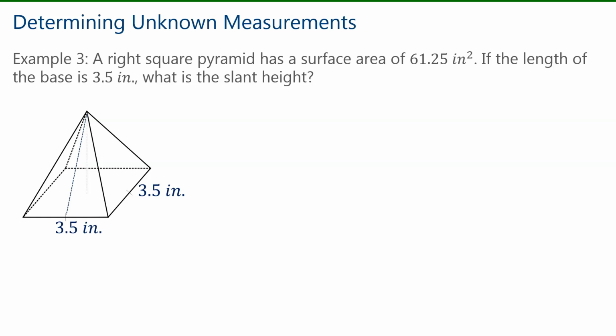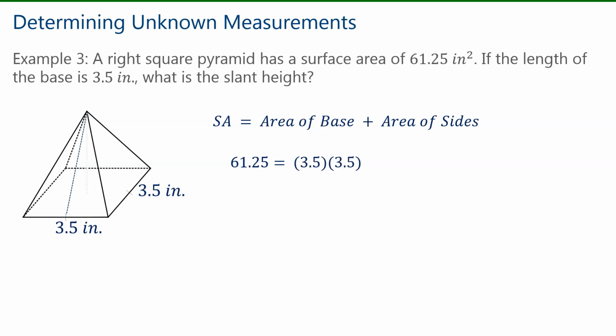So similar to the first example, we can look at surface area as being the area of the base plus the area of the sides. So let's fill in the surface area to be 61.25. The base would be 3.5 times 3.5. And we can write the area of the sides as 4 times the base, 3.5, times the slant height, divided by 2. Now let's simplify this by multiplying 3.5 times 3.5 to give us 12.25. And then 4 times 3.5 divided by 2 is where the 7 comes from.